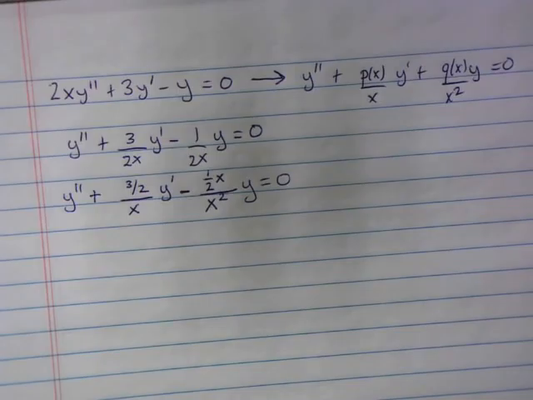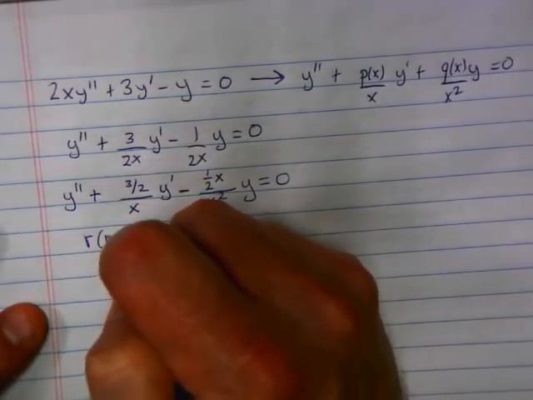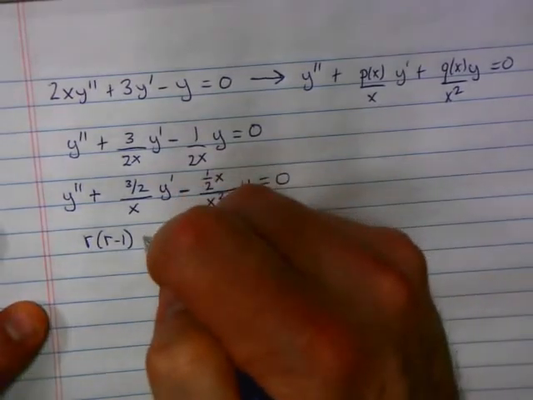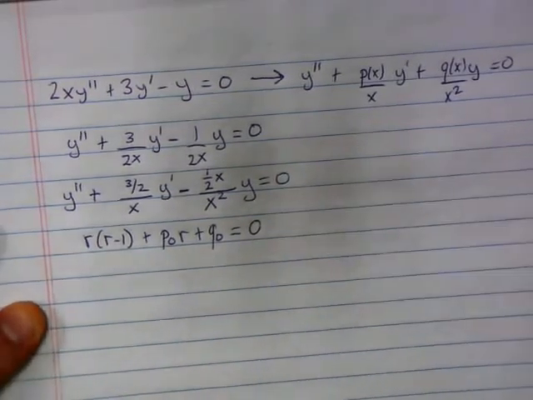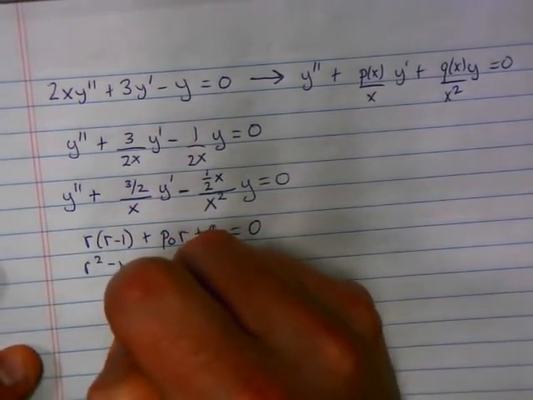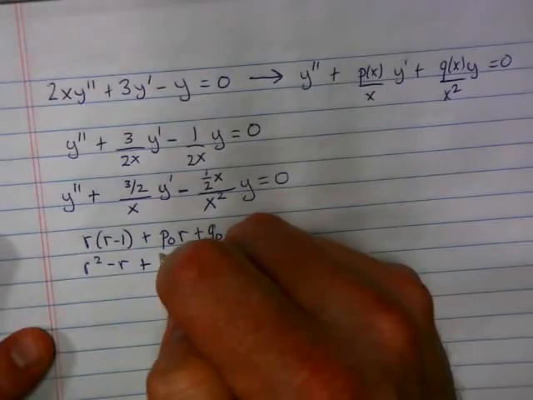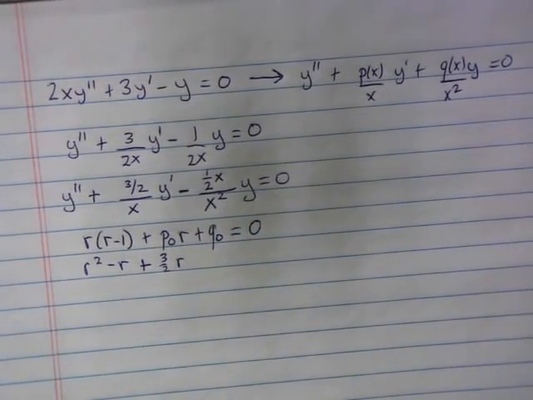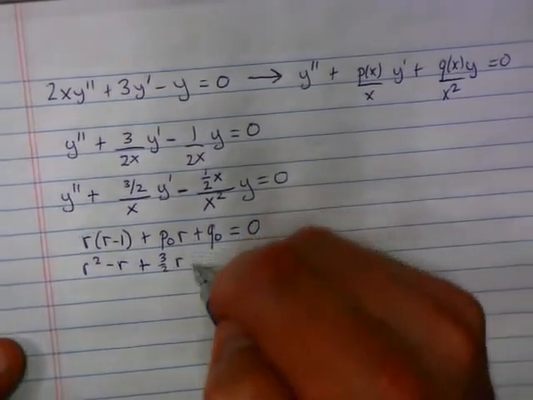Next, we need to compute our characteristic polynomial. The characteristic polynomial is r times r minus 1 plus p at 0 r plus q at 0 equals 0. That's r squared minus r plus, what's p at 0? 3/2. 3/2 r plus, what's q at 0? It's 0 because I'm plugging in 0 for the x. 1/2 times 0 is 0, equals 0.